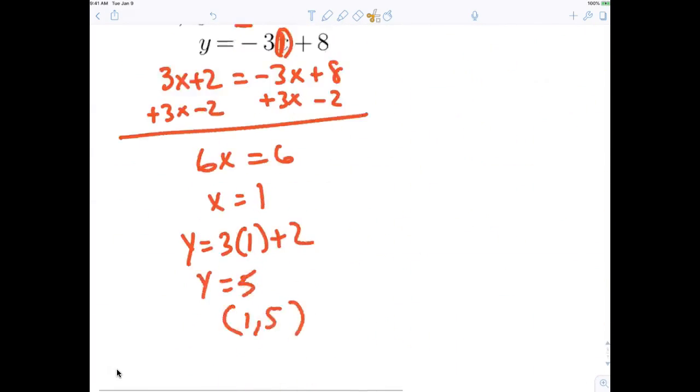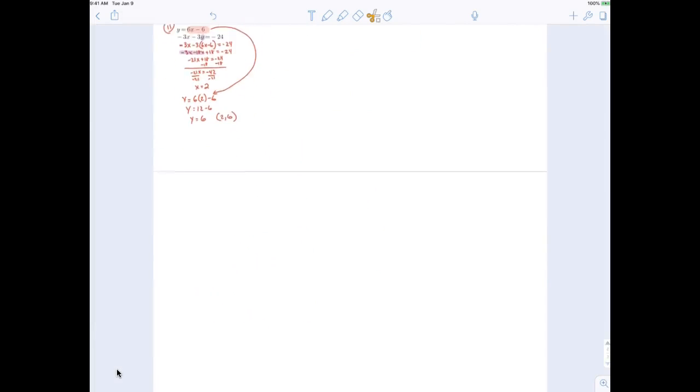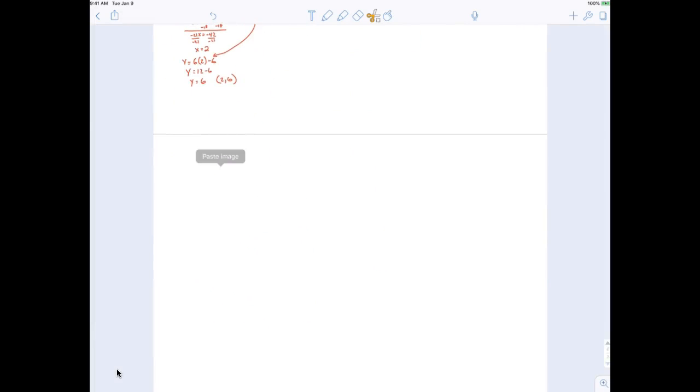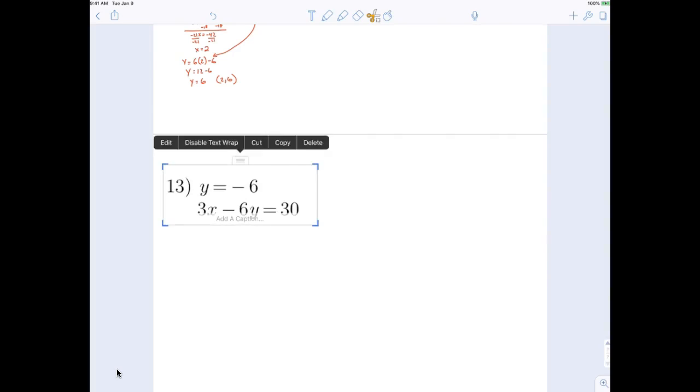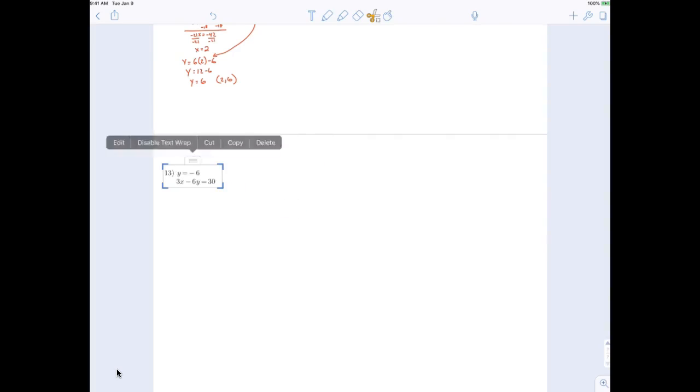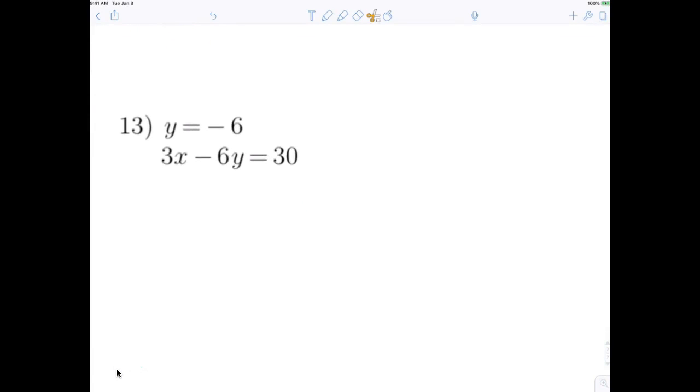All right, so let's look at 13 for a quick second. Does everybody understand what I'm saying when I said they already tell you what the y value is, right? So all I have to do is wherever I see a y, I put what? That's right. Wherever I see a y, I put negative 6. So now 3x minus 6, negative 6 equals 30. 3x plus 36 equals 30.